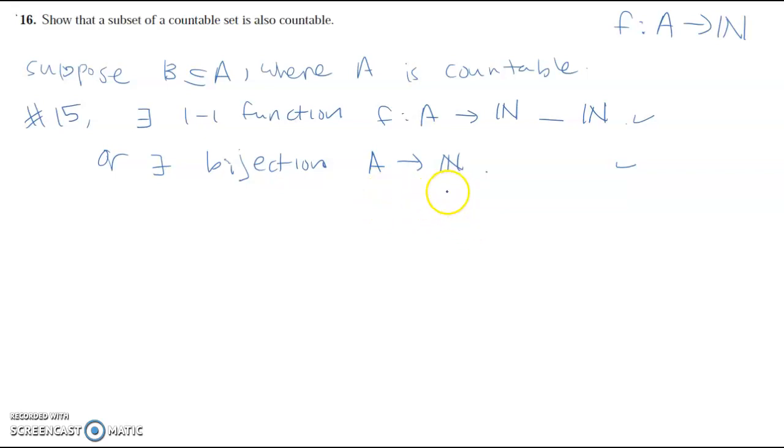So because the natural numbers are countable, we have satisfied and shown that a subset of a countable set is also countable.